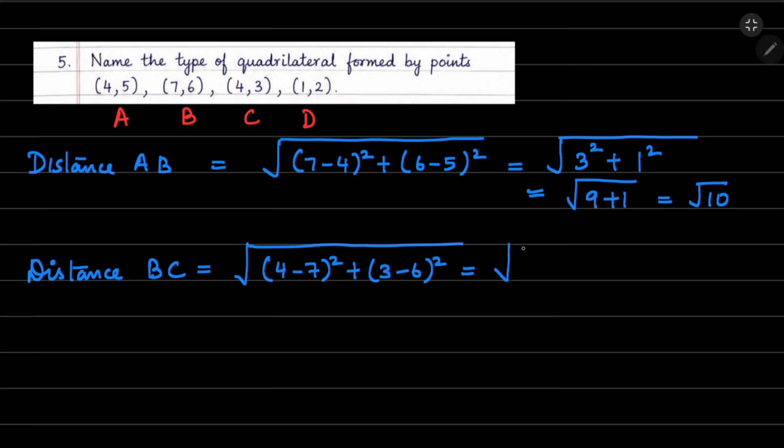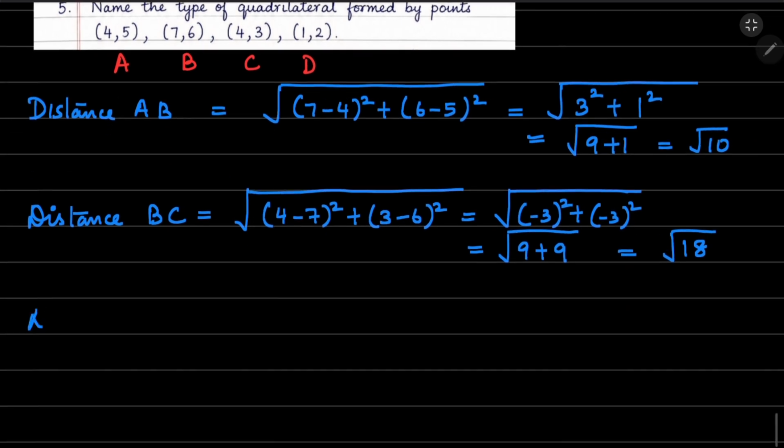So this is equal to root of (minus 3) the whole square plus again (minus 3) the whole square, which is root of 9 plus 9. That is equal to root of 18. I'm just leaving it as it is.